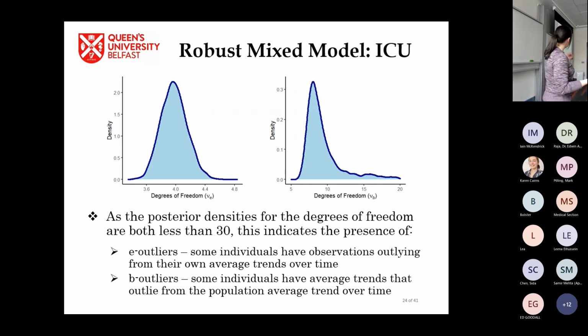So what that tells us is that because the degrees of freedom nu E, for our residuals or random errors, is less than 30, there are E outliers present. So that's individuals who have a tendency to have outlying observations. And because the degrees of freedom on the right-hand side, nu B, is less than 30, there are B outliers present within the data set. And again, we need to take that into account. So there are individuals whose own average natural trend line tends to be significantly below or above the population average.